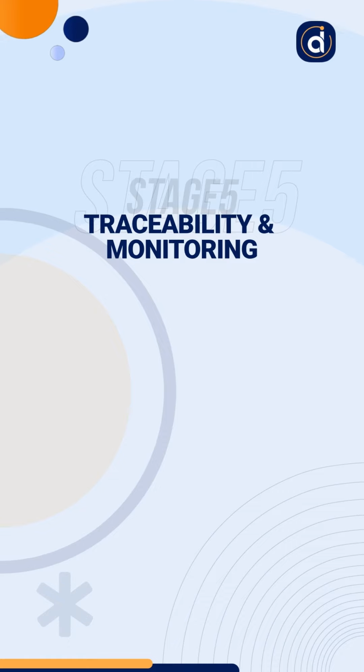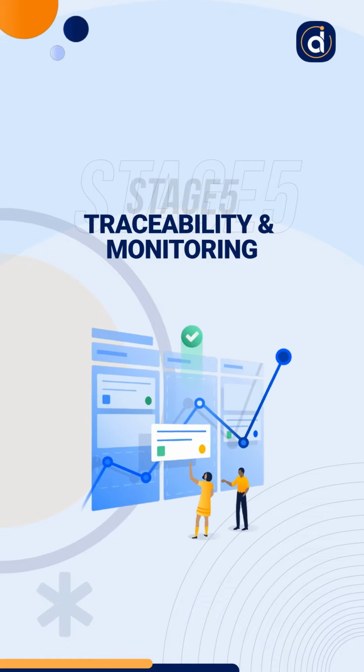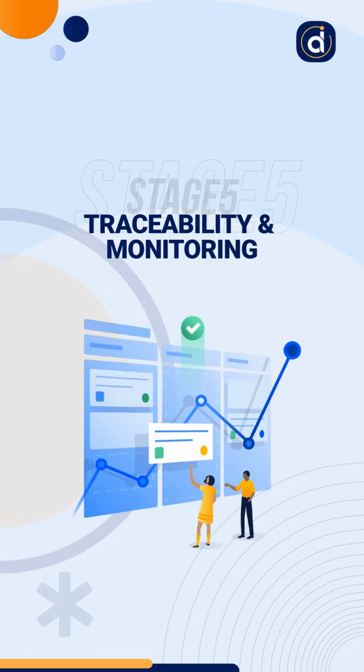Stage 5. Record, track, and trace changes in the product information backlog throughout the business analysis cycle to maintain alignment.